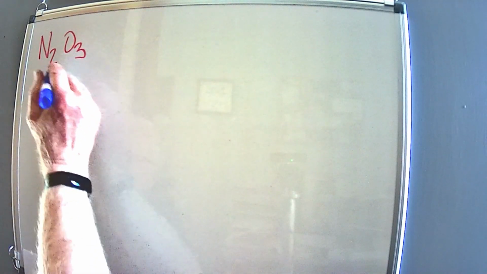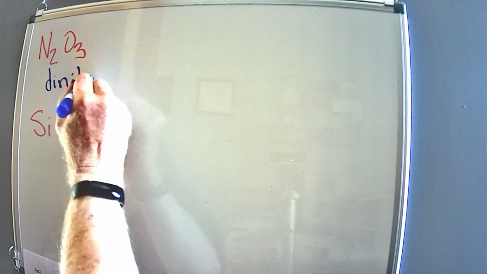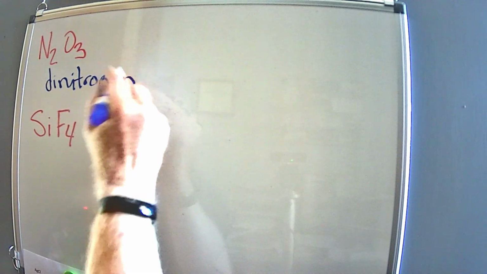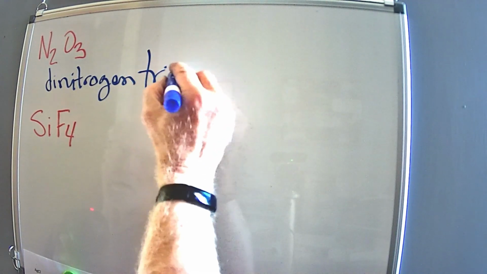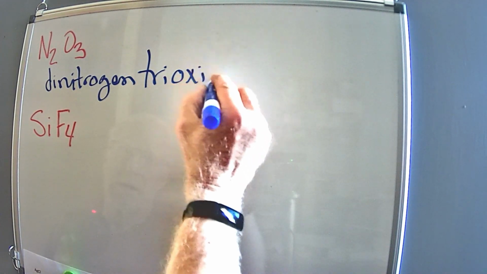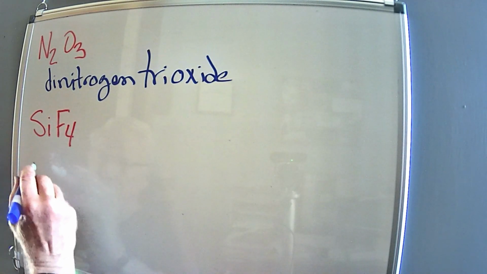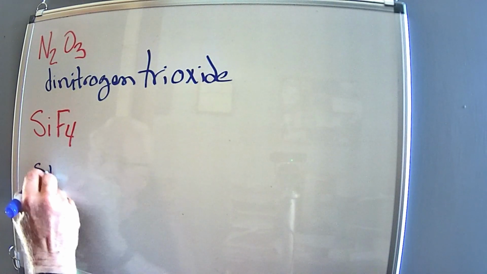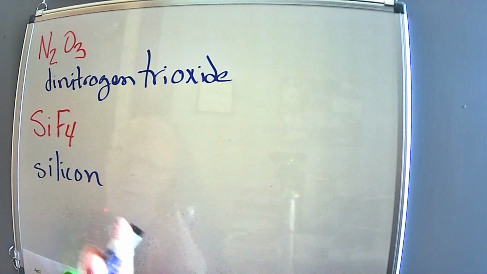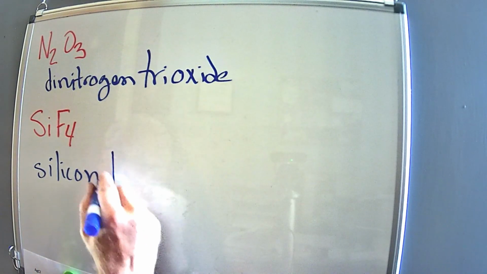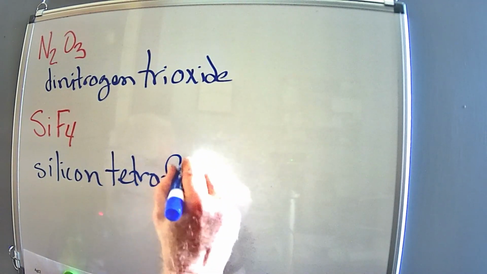Okay, so our next example, 2 nitrogens. So dinitrogen. 3 oxides. The prefix for 3 is tri. So trioxide. There's 1 silicon. So it's just simply silicon. The prefix for 4 is tetra, not quadra. Tetra. Fluoride.